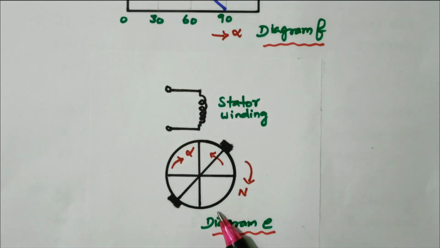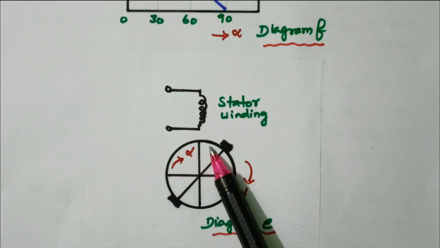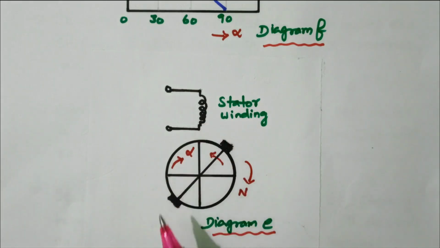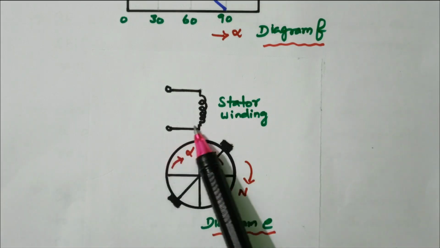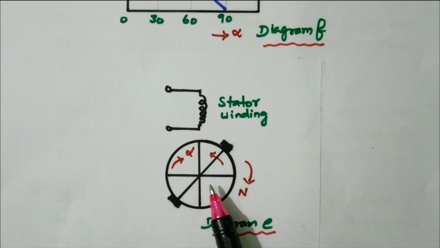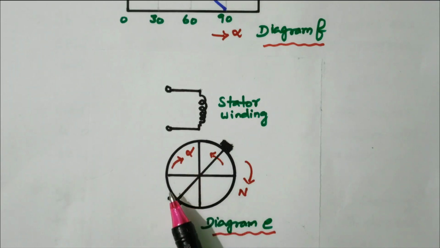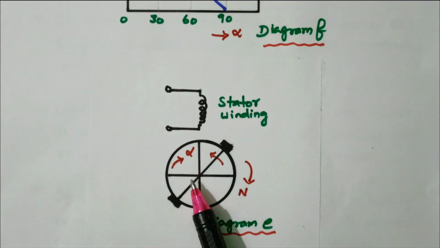This diagram is given, only the rotor portion is there. This is the stator available. Refer to diagram E. This is the direction of rotation, clockwise. Then the alpha angle, that is the angle between the main axis and the brush axis. This alpha also determines the torque. The torque developed by the motor is determined by alpha.